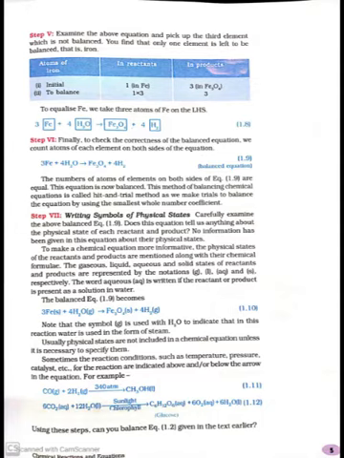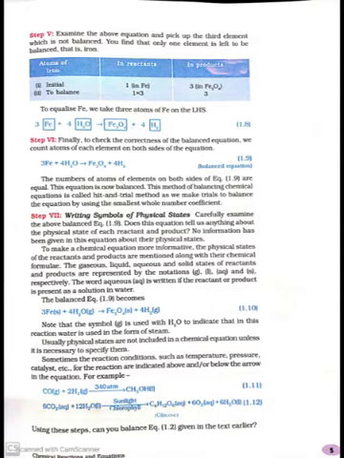Step 6. Finally, to check the correctness of the balanced equation, we count atoms of each element on both sides of the equation. 3Fe plus 4H2O is equal to Fe3O4 plus 4H2. It is a balanced equation. The number of atoms of each element on both sides of equation 1.9 are equal. This equation is now balanced. This method of balancing a chemical equation is called the hit and trial method, as we make trials to balance the equation by using the smallest whole number coefficients.